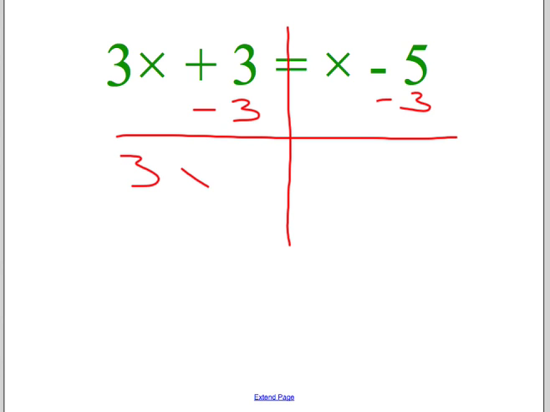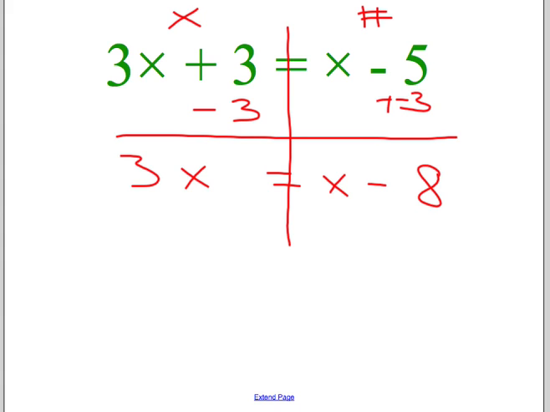That leaves me with 3x over here equals x and then minus 8. So at this point is where we have to do something new. I got my number on this side. Plus negative 3 is negative 8. Okay, and I'm going to get my x's on this side. So I took this number and I did the opposite to get it moved to the other side. I need to do the same thing with my x.